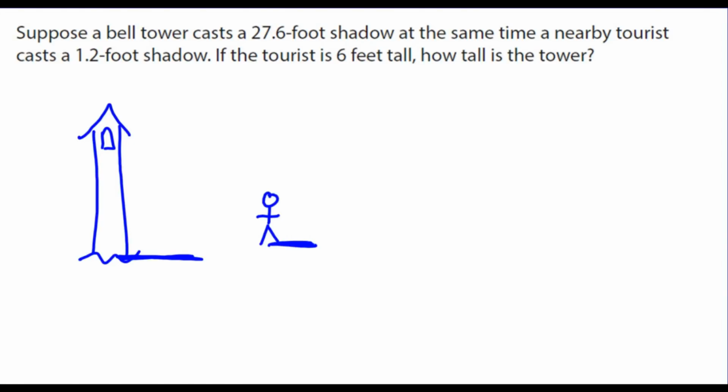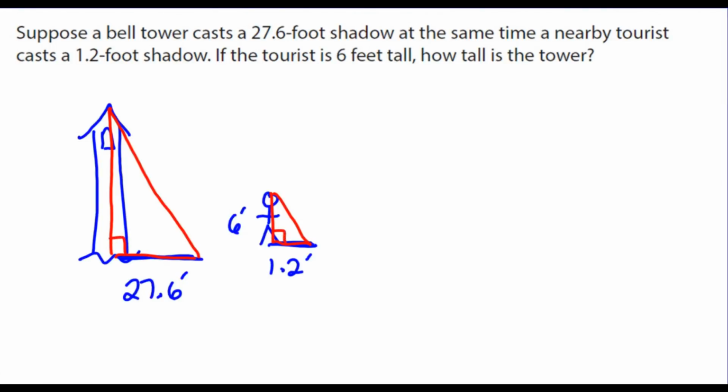Now I go back through the problem here, and the bell tower is casting a 27.6 foot shadow. So I'm going to label that. The shadow is 27.6 feet. The tourist is casting a 1.2 foot shadow, and the tourist is 6 feet tall. How tall is the tower? So we have some missing parts here. So here is our triangle, and it's going to be similar to this triangle.